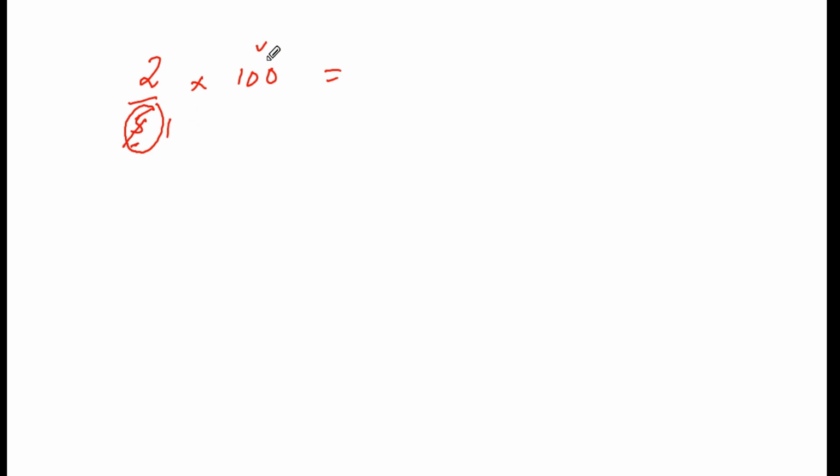5 times 1 is 5, 5 times 2 is 10 and 0 will be written as it is. So we are left with 2 times 20 now. Okay, there is 1 in the denominator, so if you write it or not, it's the same thing. 2 by 1 means 2, so 2 times 20 is 40. So this is your answer.